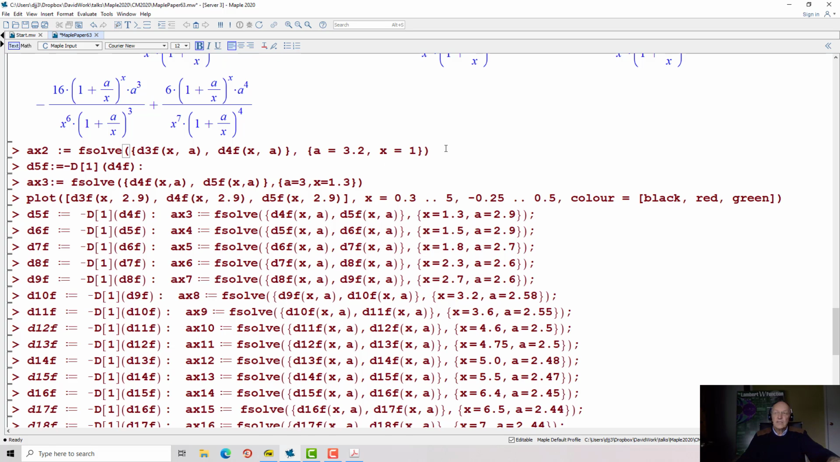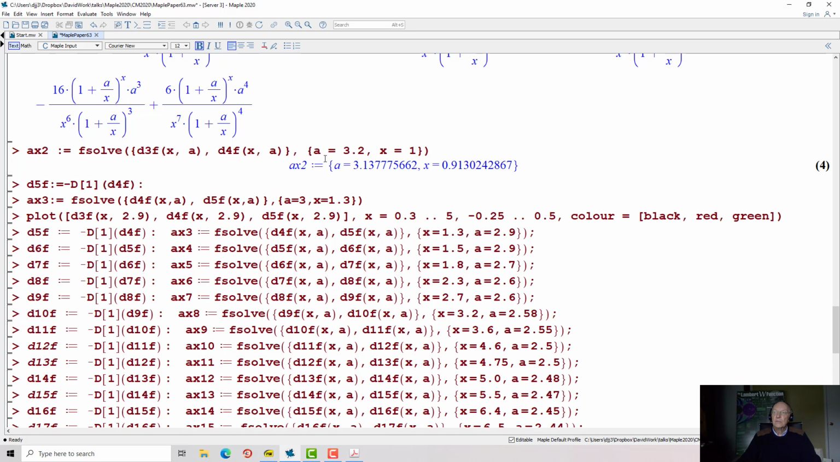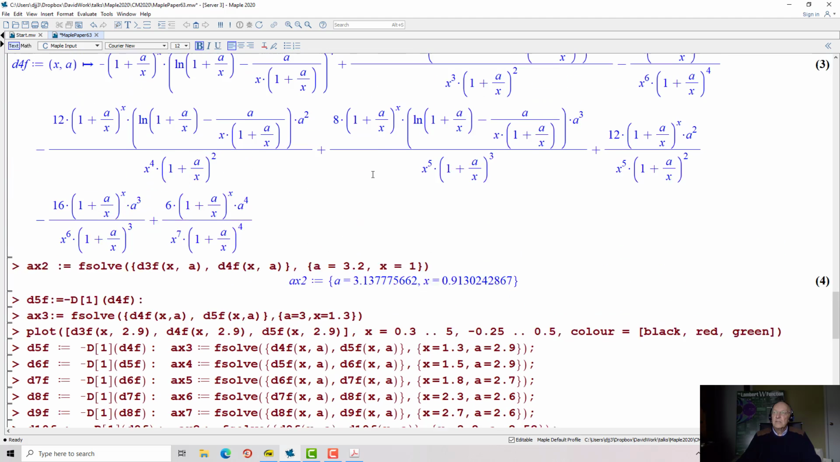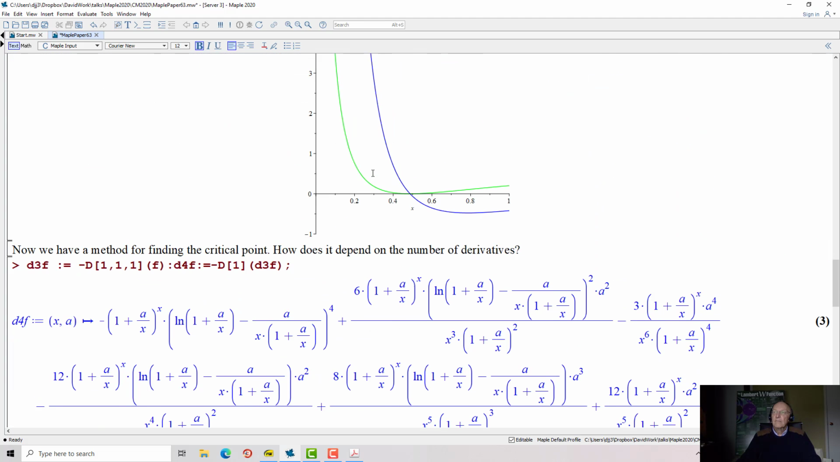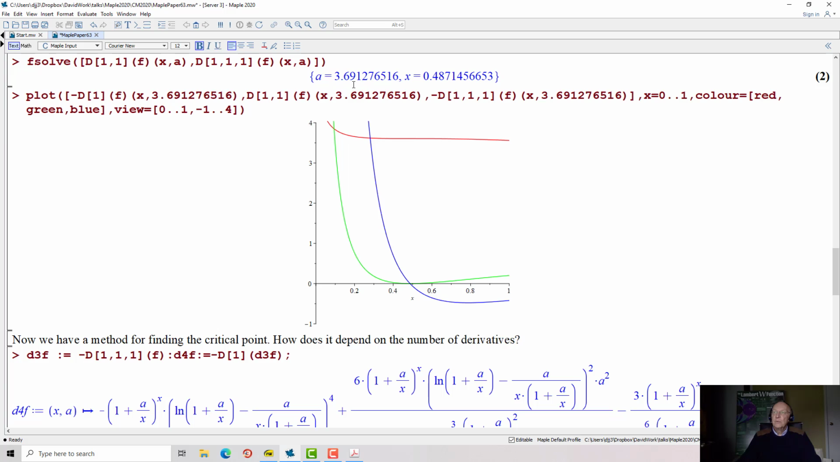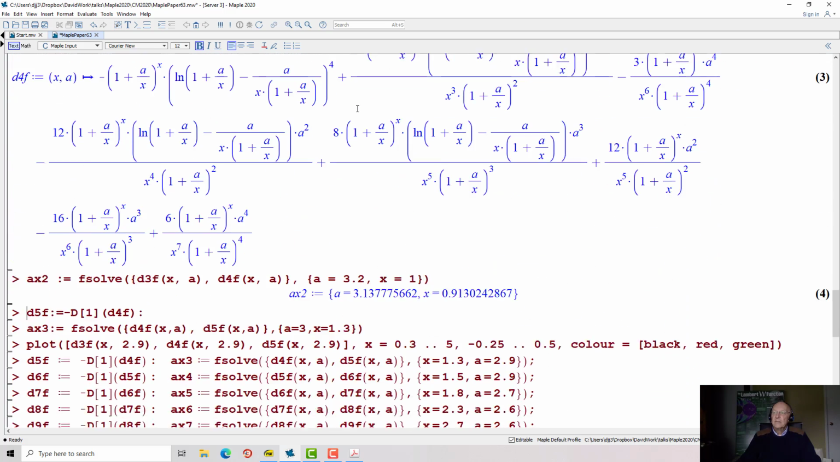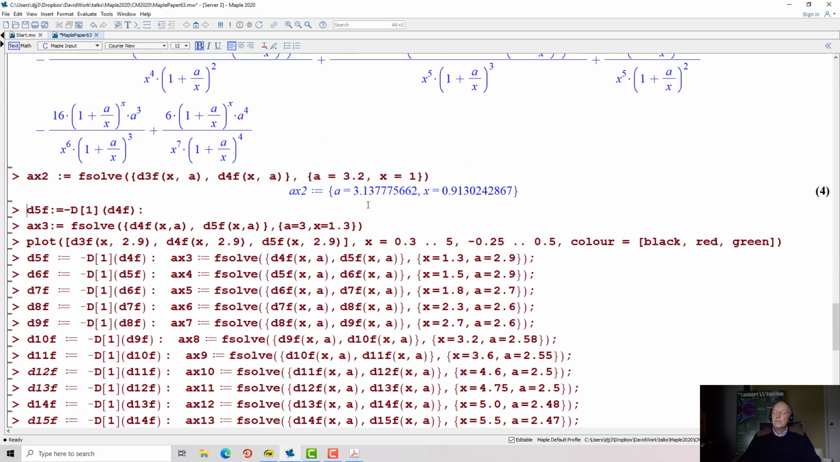So with that initial estimate, again, Maple has no trouble finding the critical point. And we notice that A has decreased a little bit. Previously it was 3.69. Now it has jumped down to 3.13, and x, which was 0.48, is now 0.91.